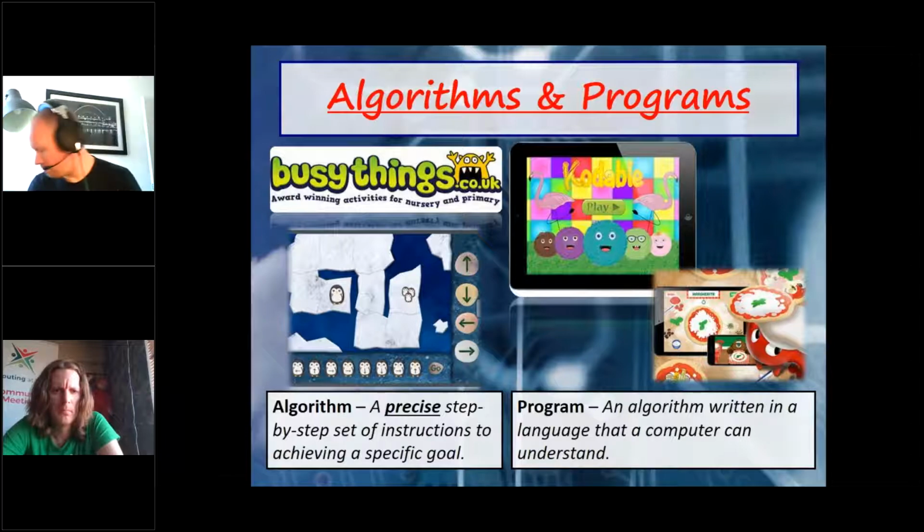You've got the physical penguin stones and maps that come with it. So children can physically construct the algorithm as well as using the digital device.